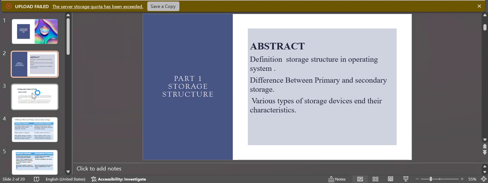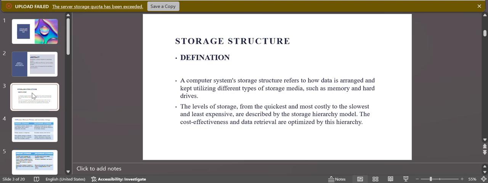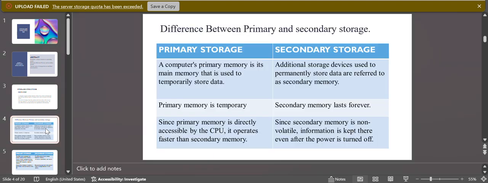And here we can see the definition of storage. A computer system's storage structure refers to how data is arranged and kept utilizing different types of storage media such as memory and hard drives. The levels of storage, from the quickest and most costly to the slowest and least expensive, are described by the storage hierarchy model. This hierarchy optimizes cost effectiveness and data retrieval. Here we are discussing the difference between primary and secondary storage structure.